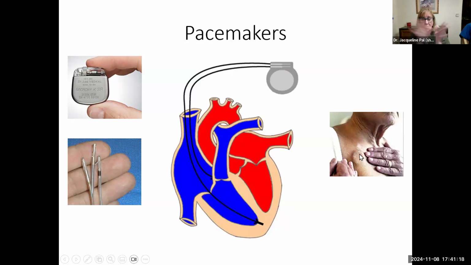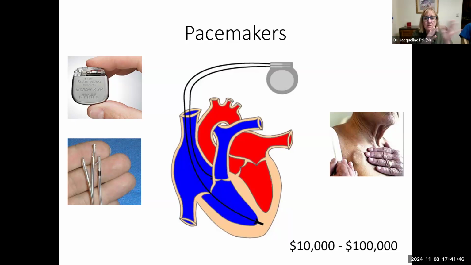Battery pack is fine. The batteries are going to last 3 to 5 years. You get checked every 6 months, so we have plenty of notice before the battery dies. It's a very simple procedure to change the battery, done under local anesthesia. Don't worry about it. That's not a problem. And so this can keep you alive, keep you healthy, able to exercise, all kinds of stuff.